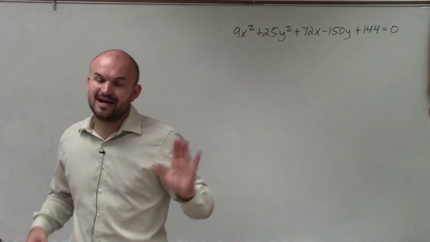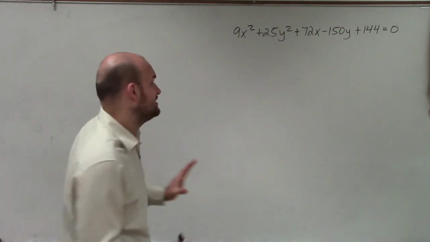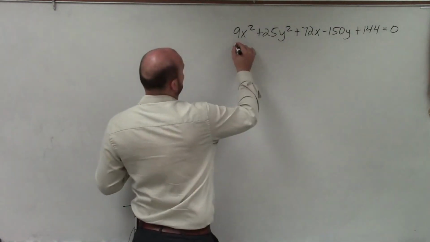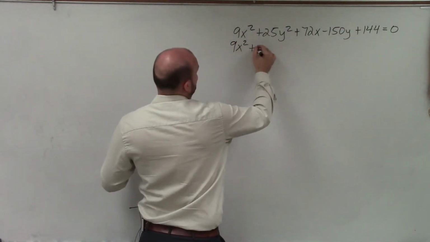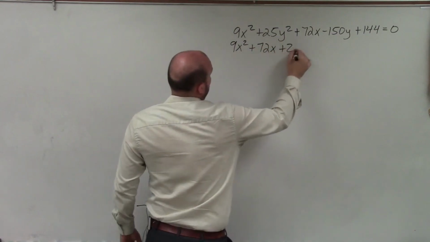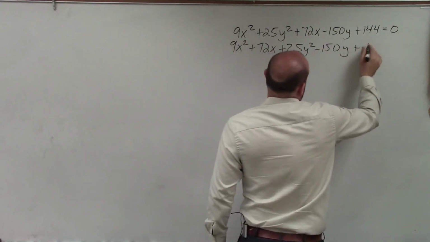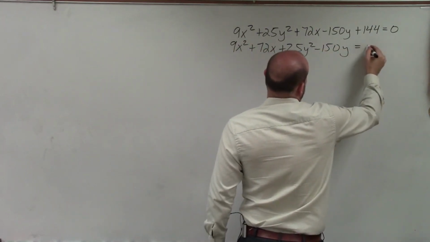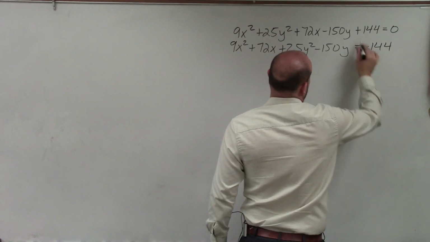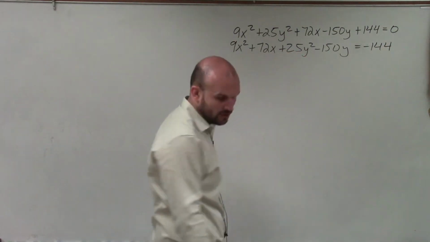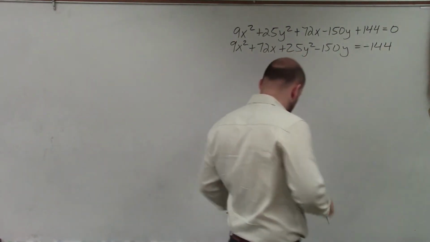Even though we know the equation has to equal 1, I'm going to worry about that at the end. So I have 9x squared plus 72x plus 25y squared minus 150y equals negative 144, right? I just subtracted the 144 over to the other side. I guess maybe I'll write that in there.